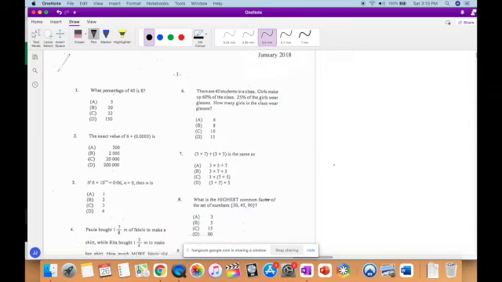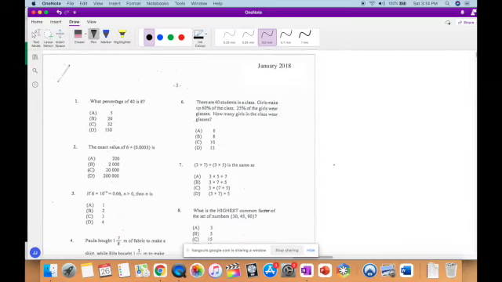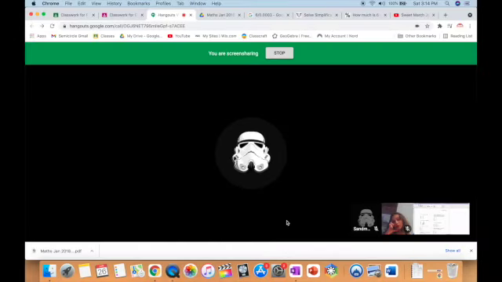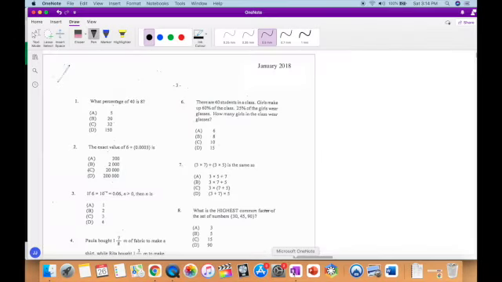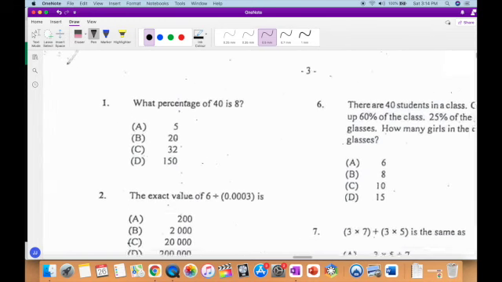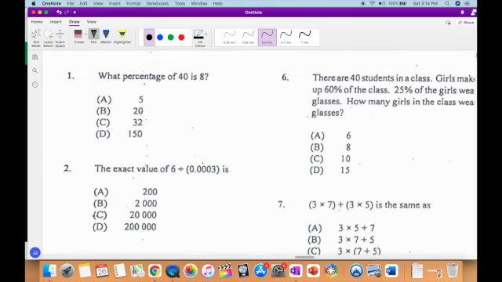Right, so what we have here is January 2018 paper 1. And what you'll find with the paper 1s is that questions are often repeated. Like this first question, you can see, was the first question in the last paper 1 that we did. So hopefully you guys could remember it.